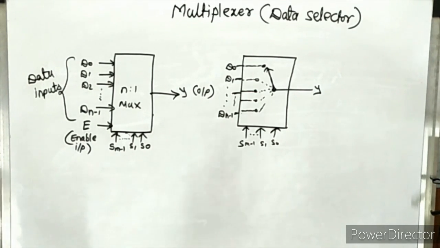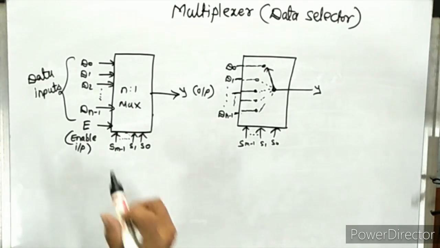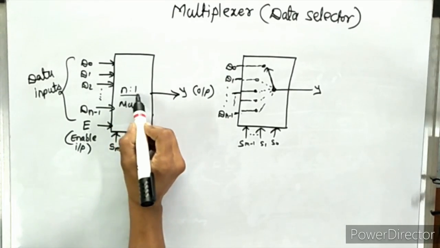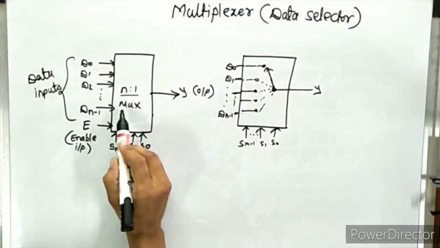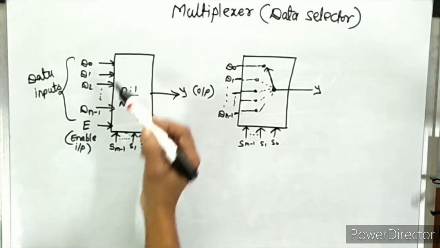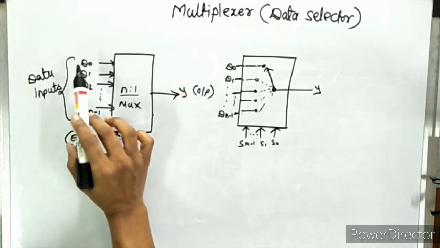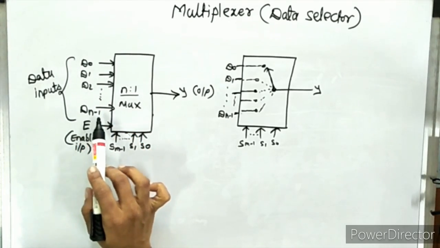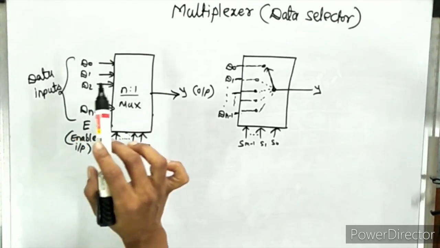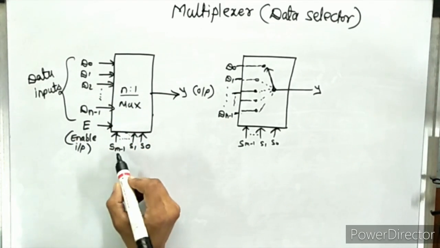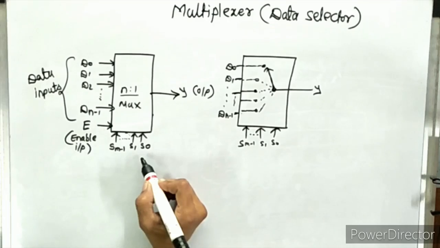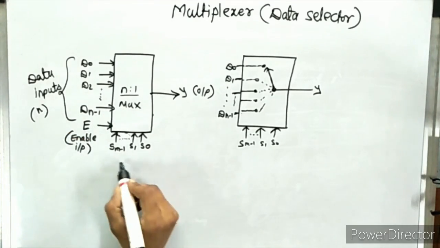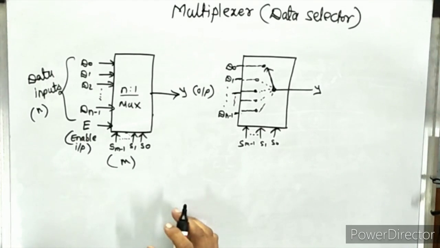So a multiplexer is a special type of combinational circuit, and here the block diagram of an N-to-1 multiplexer is shown. MUX is the short form of multiplexer. Here n inputs are there, from D0, D1, D2 to Dn-1. So there are n inputs available, and there are m select lines. The number of inputs is n, and the number of select lines is denoted by m.